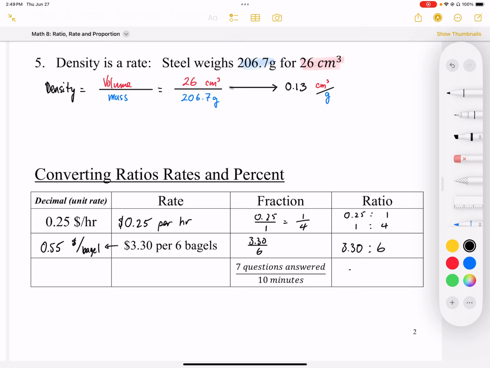So if we have it in a fraction, fractions are easy because we can just write those terms, 7 to 10, 7 questions answered in 10 minutes. The rate is going to be 7 questions per 10 minutes. Okay, you can write this rate as a rate like this, or you can write it as a unit rate because we're going to have to convert this into a unit rate anyways.